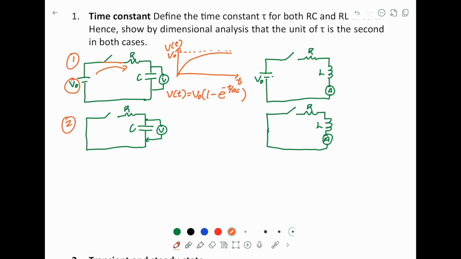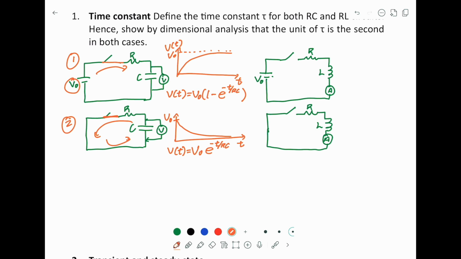Number two, after the capacitor is charged, you can now discharge the capacitor. So when the switch is closed, it will discharge. Now the voltage across the capacitor will start from V0 and exponentially decay. So the voltage across it is equal to V0 exponential to the power of minus t over RC.